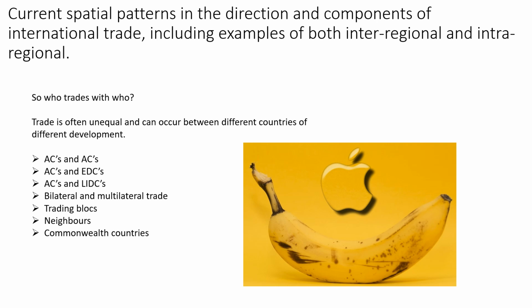We do get bilateral and multilateral trade between countries, and we have trading blocs as well that will trade with each other. Countries very often will trade with neighbours, but also within old kind of familial groups. So the Commonwealth, for example, those Commonwealth countries will trade with each other.